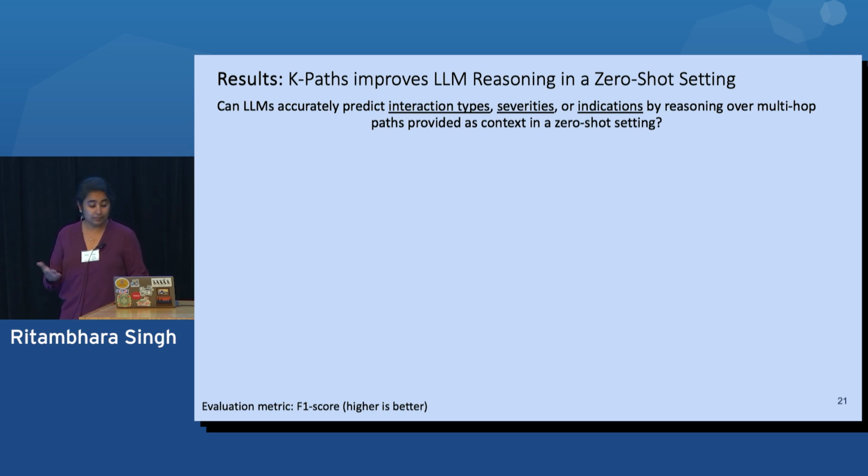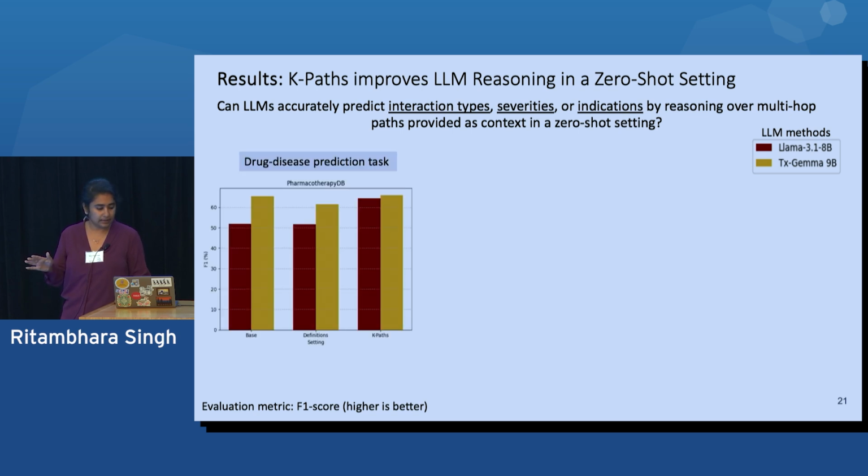Can we predict interaction types, severities, and indications reasonably well in a zero-shot setting by reasoning over our k paths? We tested it on multiple large language models, but for this presentation, I'm just picking two. Llama, just your general LLM. TextSchema is also an LLM, but it has been trained on drug-based datasets. When we look at the drug-disease prediction task, we see an improvement in performance when we use k-paths, though the performance improvement is more drastic for your regular LLM and not so much for TextSchema, which I think is expected.